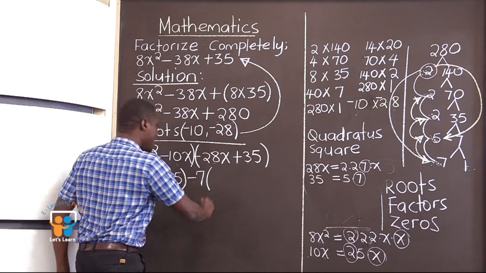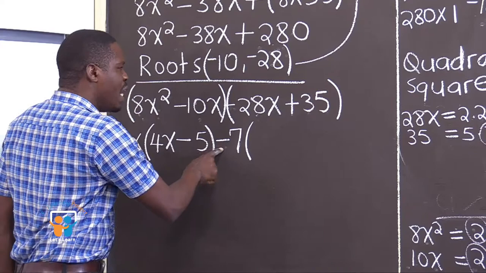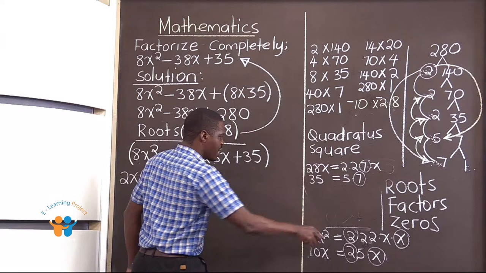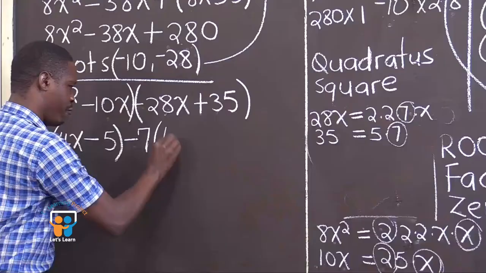Inside the bracket, what do we remain with? We had a negative 28x. The negative is out. The 7 is out from the 28x. What do we remain with? A 2 times a 2 times an x. A 2 times a 2, a 4. A 4 times x, a 4x. Implying that we have a 4x there.